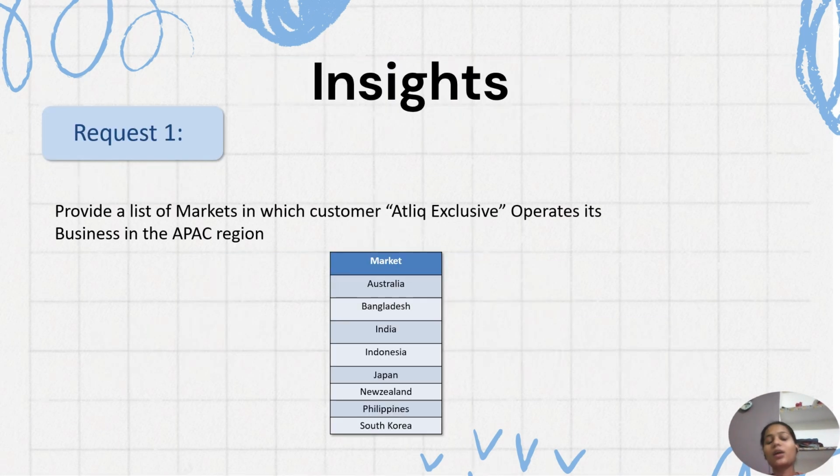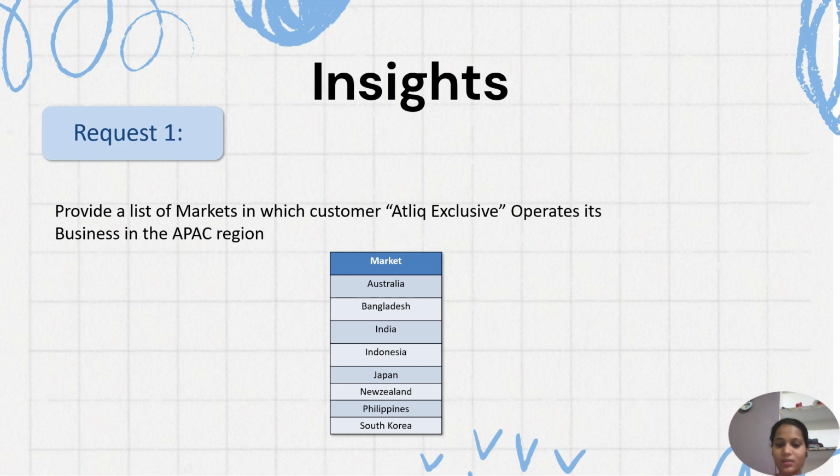So now we will move on to the insights, or the ad hoc requests that they gave, and for that we have to fetch the SQL. Now let's talk about the first request. The question is: provide a list of markets in which customer Atliq Exclusive operates its business in the APAC region. So the output is like this.